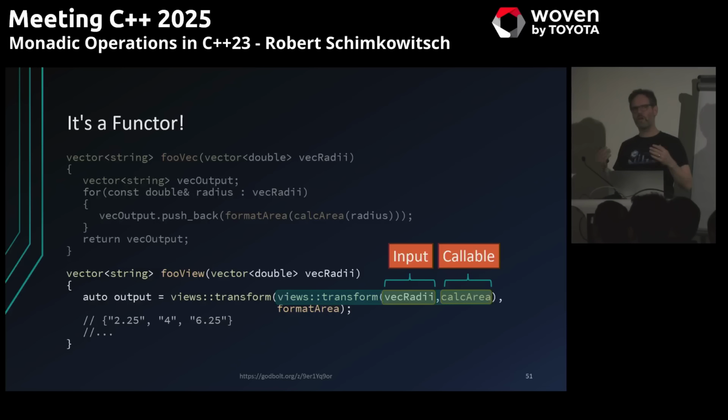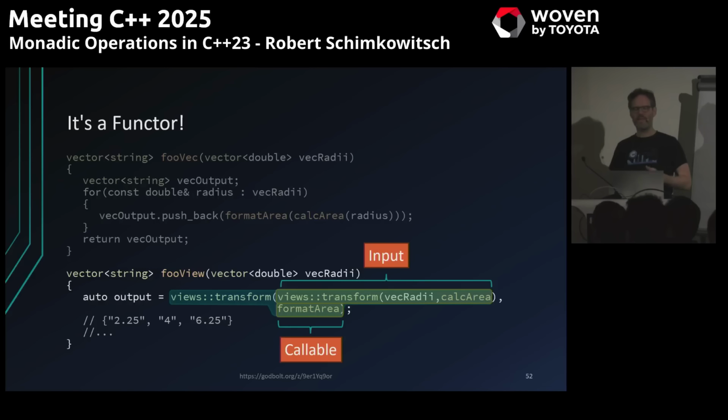Std ranges views offers a transform function which takes two arguments. First, the input range, and second, a function which is then applied to each item. The output is a new range, or a view in this case, which we can use as input for the next transformation.